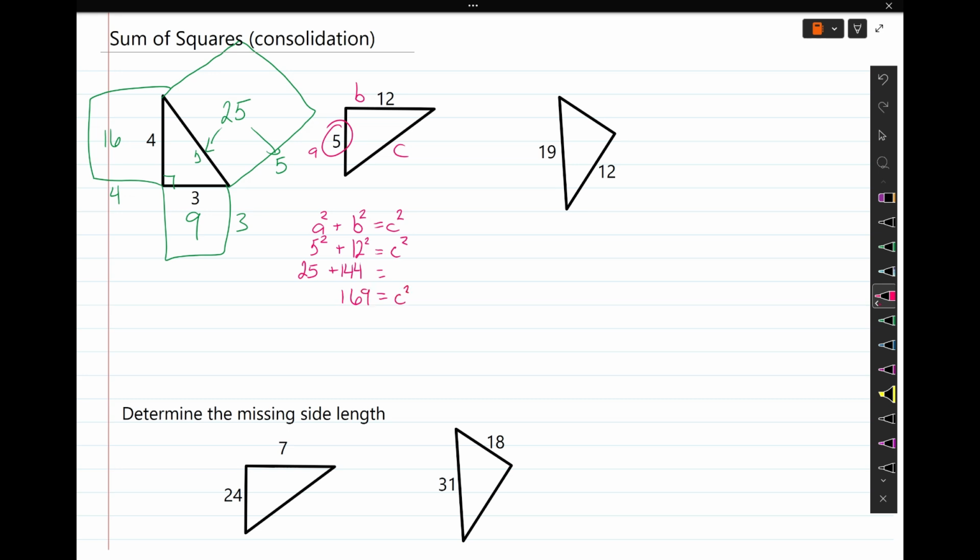169 equals C squared. Well, that's great if I want to know C squared, but I don't care what C squared is. I want to know what C is. So I can square root both sides, that is doing the inverse operation of that square operation there, leaving me with just C on the right side and the square root of 169. That's 13 right here. Good work. That means our third side length is 13.